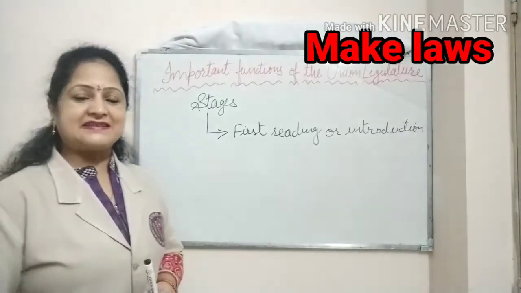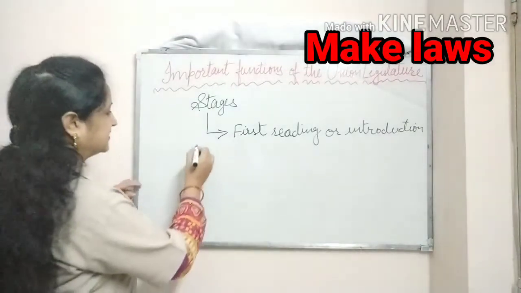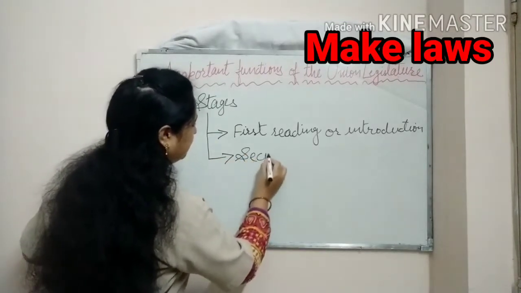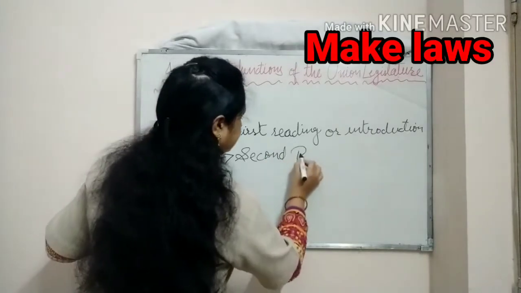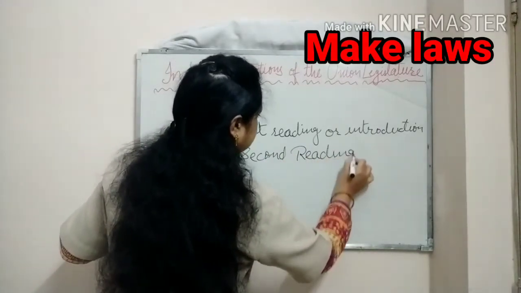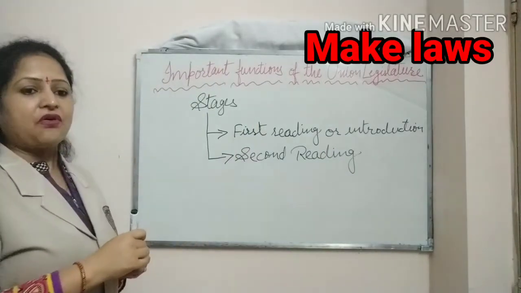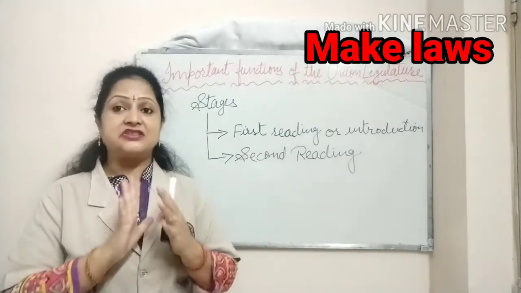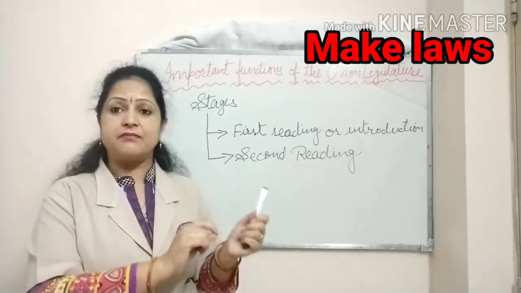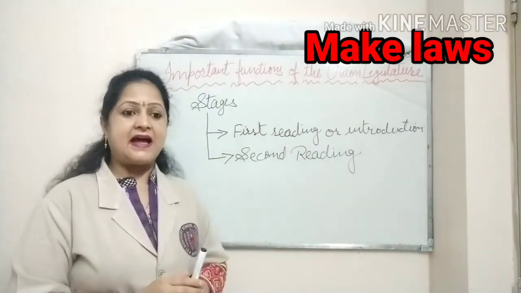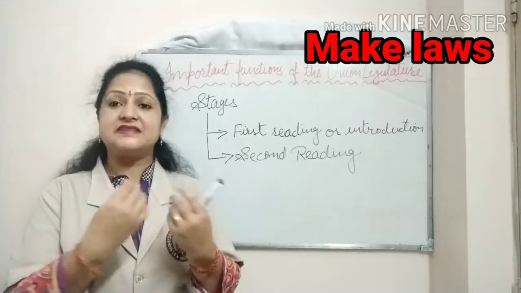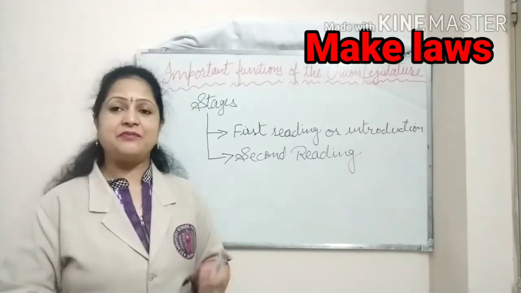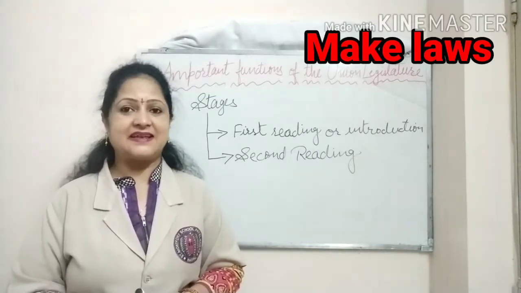Now after that, the second stage is second reading. At this stage the bill is discussed thoroughly by all the members of the House, and members suggest possible changes that can be made in the bill to make it more effective.